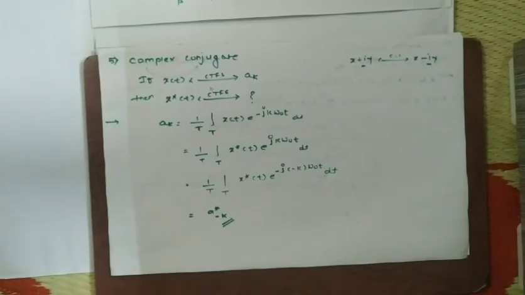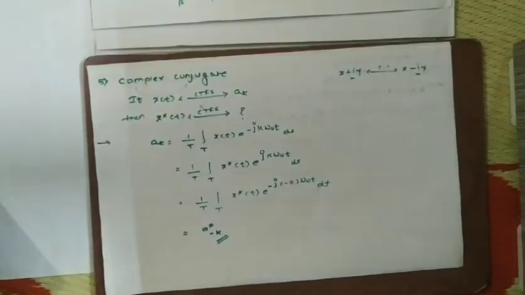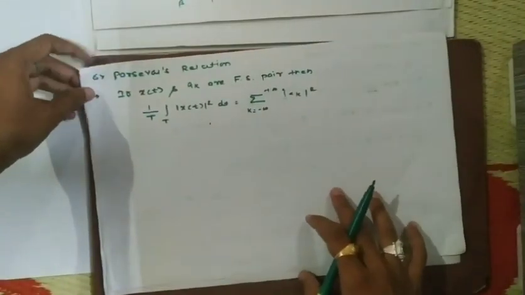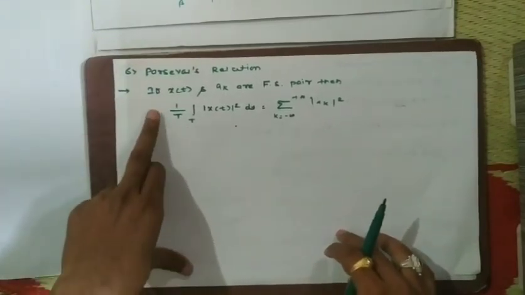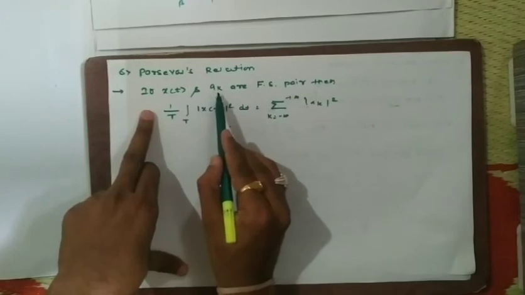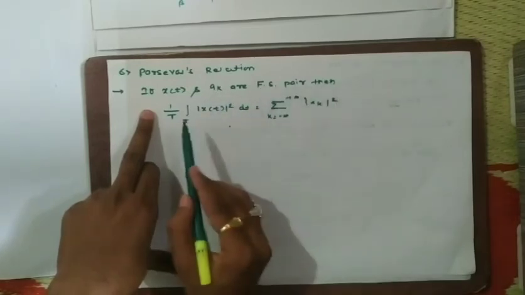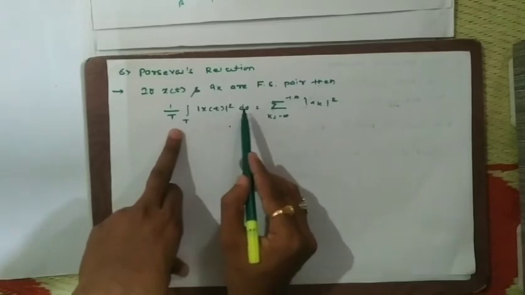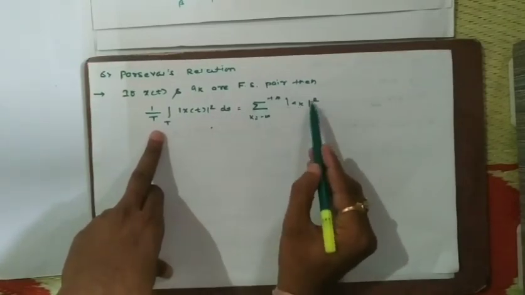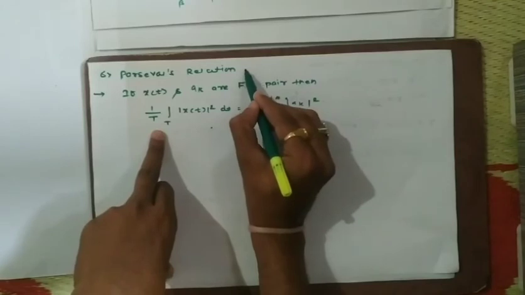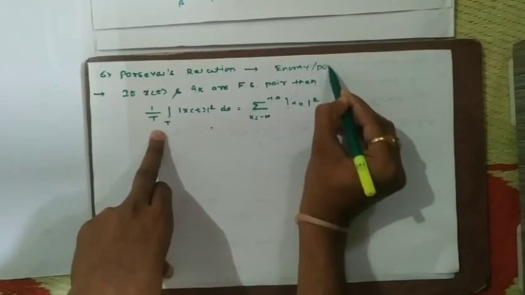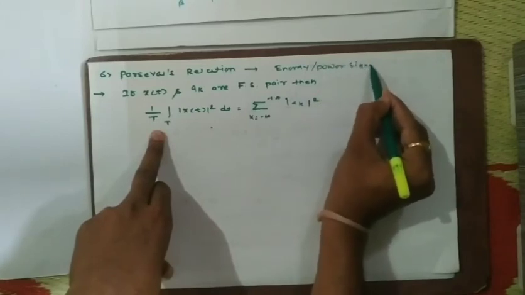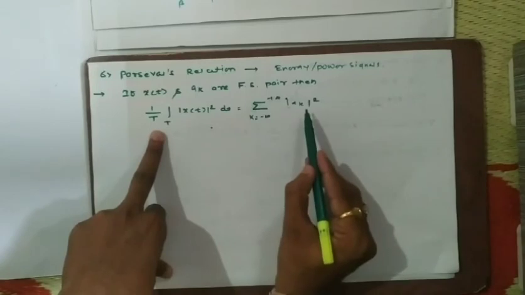If that is clear, we will move on to the next property, that is called Parseval's relation. Here it is, our next and important relation, called Parseval's relation. It simply says that if we have x of t and a_k as a Fourier series pair, then 1 upon T integral of mod x of t square dt becomes equal to summation of mod a_k square. Parseval's relation is basically useful in order to analyze the given signal as an energy or power signal. Now we are using the same set of equations. This is in continuous form and this is in discrete form.